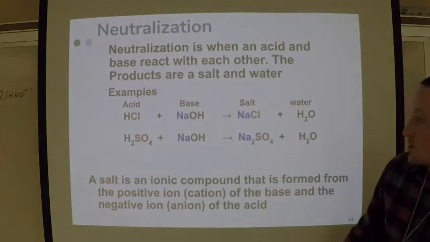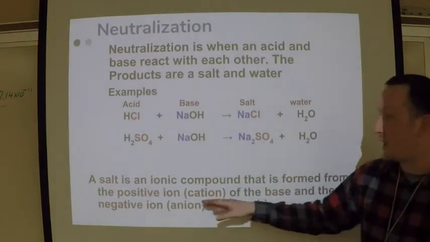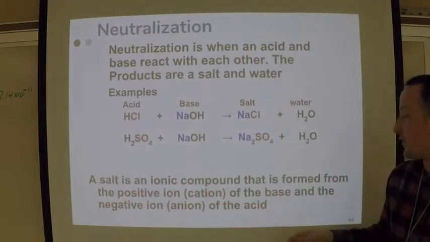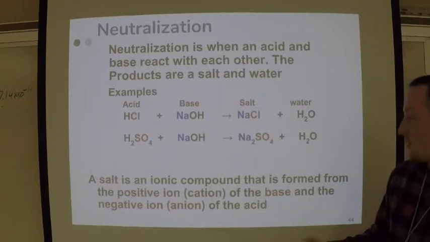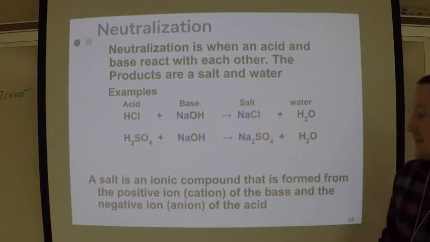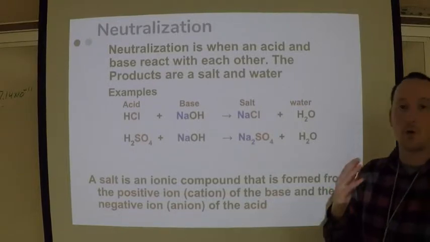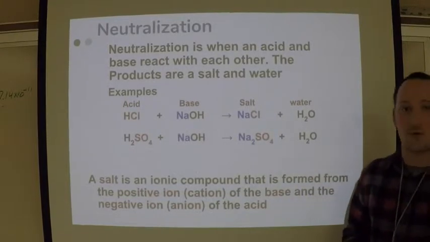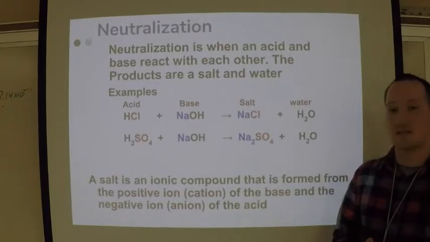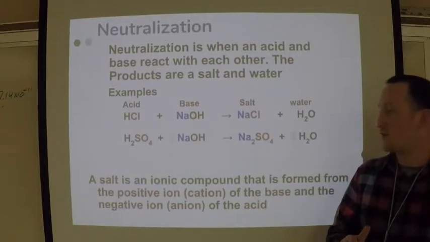Okay? So again, this kind of goes along with what I just said. A salt is an ionic compound that's formed from the positive ion of the base and the negative ion, called the anion, of the acid. So here's what I want you guys to do. I've walked through 2 examples with you. I want you guys to try to predict the products of this reaction.